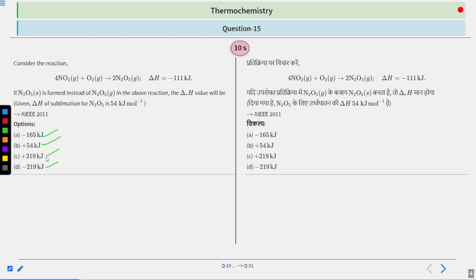What is being said in this question is that you are given some data about the formation of N2O5 and you have to find the enthalpy of reaction if this is solid instead of gaseous. Now what is the hint for this question? The hint is that the conversion between gas and solid is given, but it is given from solid to gas, not from gas to solid. So just remember this, don't get this data wrong, or else you will end up solving this question wrongly. You have 10 seconds to solve this question. Your time starts now.